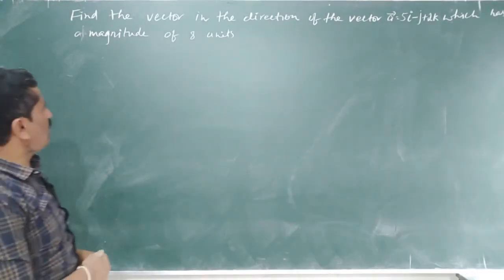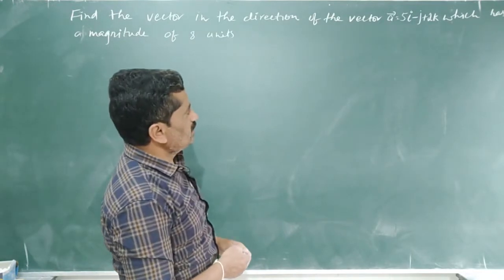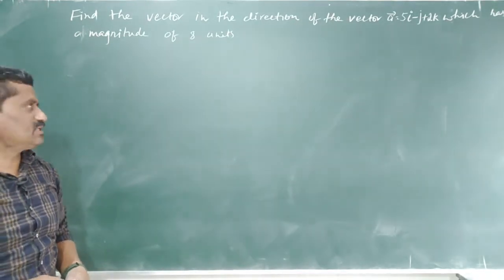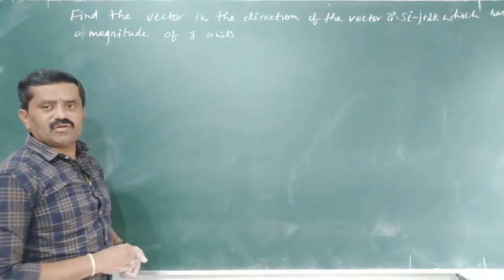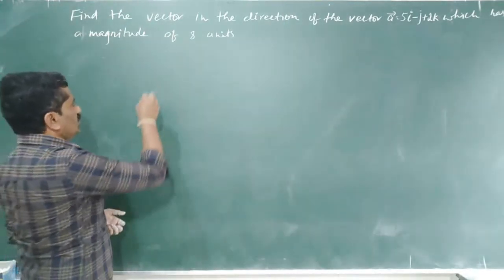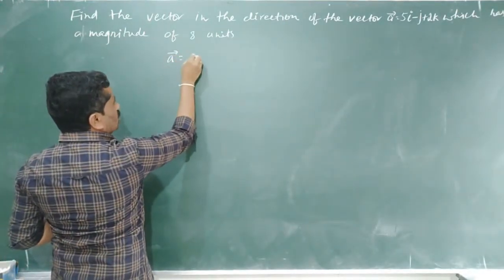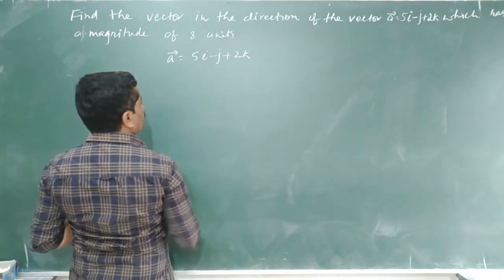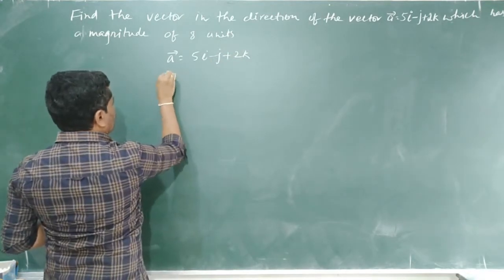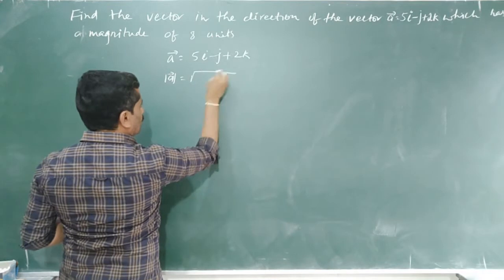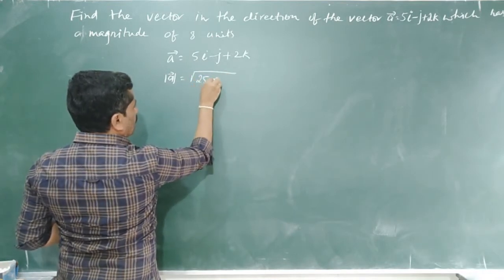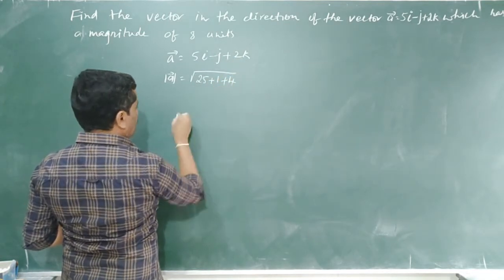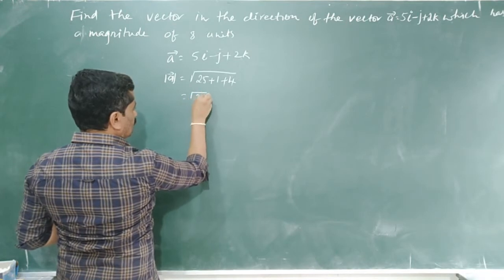Next, similar question we have: find the vector in the direction of the vector 5i minus j plus 2k which has a magnitude of 8 units. So here similarly we have to find first a unit vector. Given vector A is equal to 5i minus j plus 2k. So magnitude of A bar is equal to square root of 5 square we have 25, minus 1 whole square we have 1, plus 2 square we have 4, again that is equal to root 30.